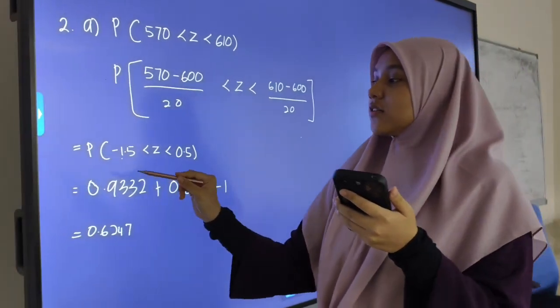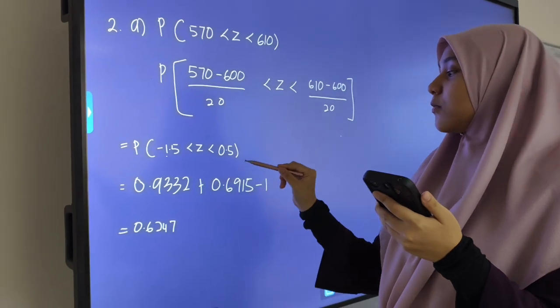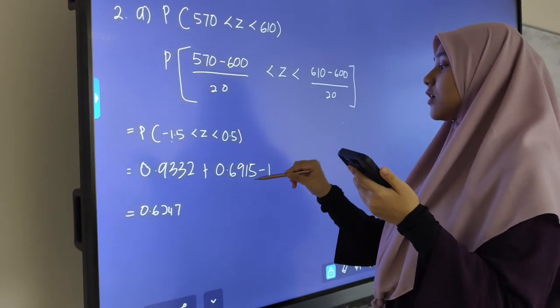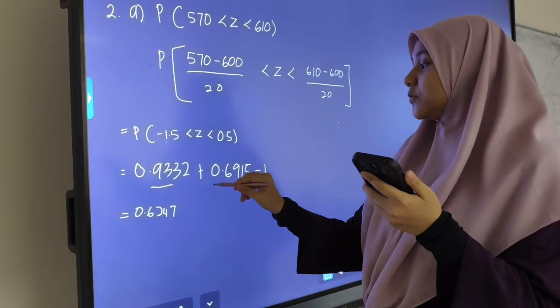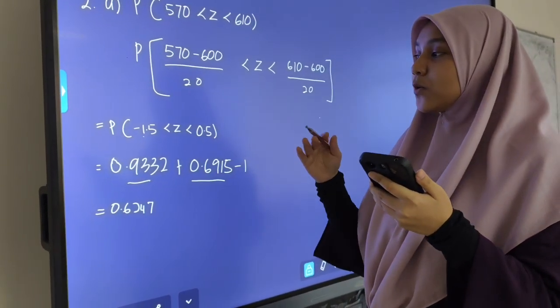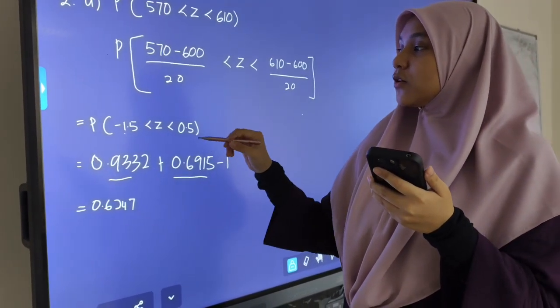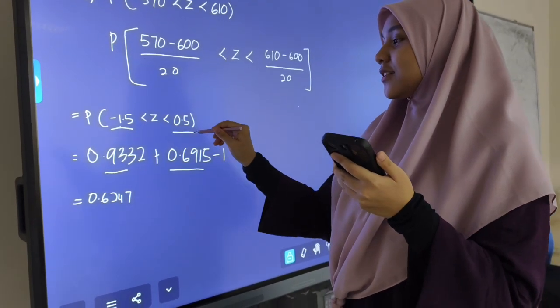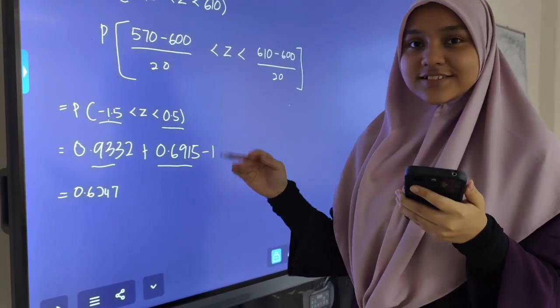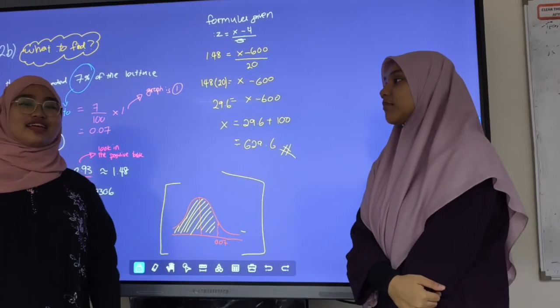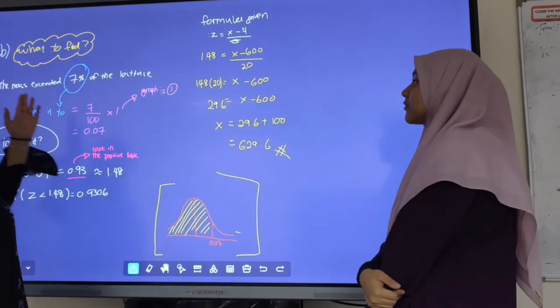So 0.9332 plus 0.6915 minus 1. To get these two numbers, we need to refer to the positive table using these two numbers. So the final answer is 0.6247. Thank you. So me and Nana will explain question 2b.